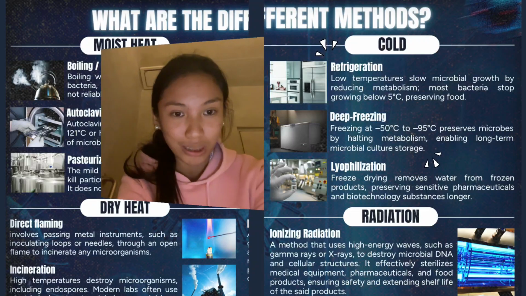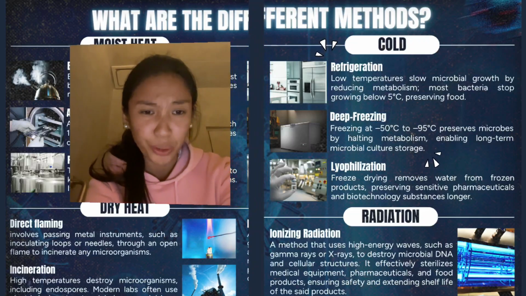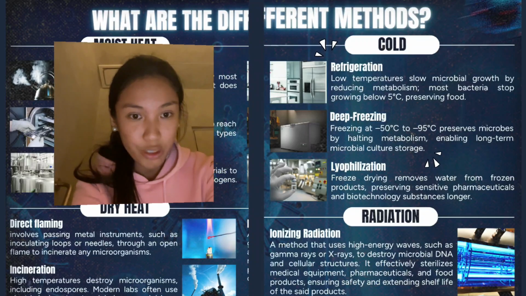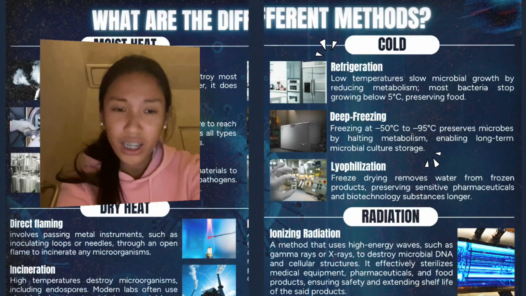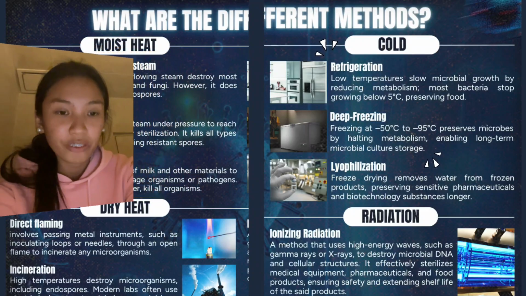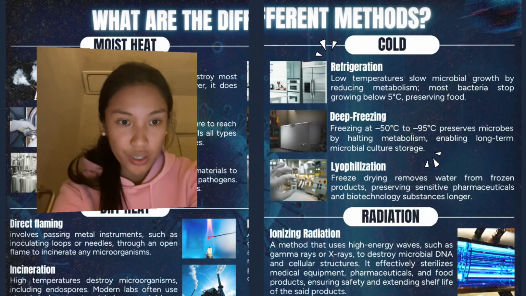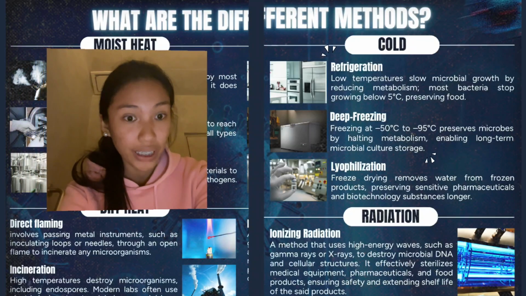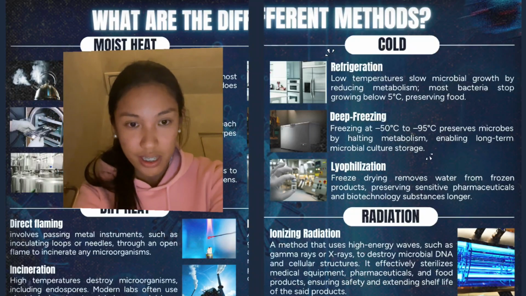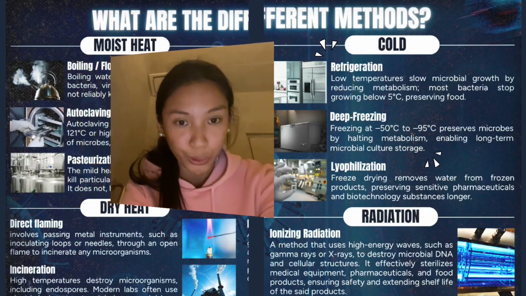Refrigeration slows microbial growth by reducing enzyme activity and metabolism. Most bacteria stop growing at temperatures below 5 degrees Celsius, making it an effective way to preserve food for short periods. However, psychrotrophs can still grow, so it does not sterilize. Deep freezing preserves microbes by stopping all cellular metabolism. Temperatures around negative 50 degrees Celsius to negative 95 degrees Celsius can keep bacteria and viruses viable for years. This method is commonly used in labs for long-term storage of microbial cultures.